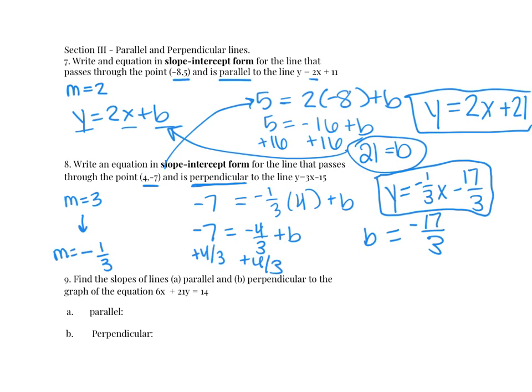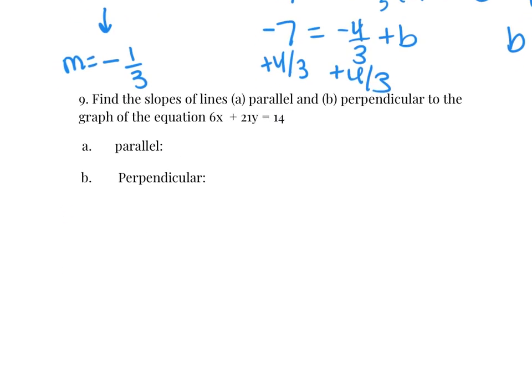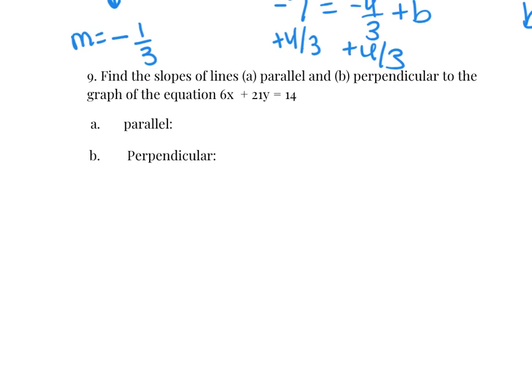And then problem 9, it says find the slopes of lines A parallel and B perpendicular to the graph of the equation. So I'm just worried about what those slopes are if I found the slope for a parallel line and for a perpendicular line. Now, looking at this, I see the equation here is in standard form. So I can't right away recognize what that slope is. So I'm going to take this and put it into slope-intercept form. I'm going to solve it for y.